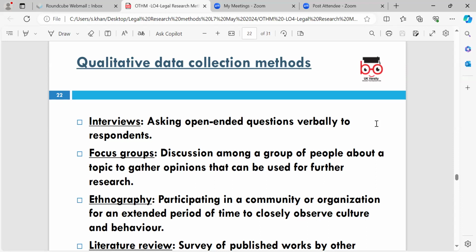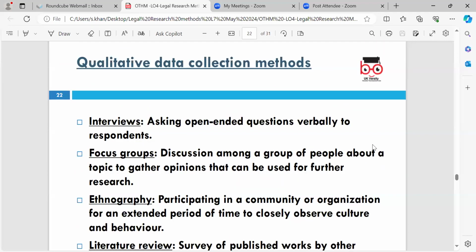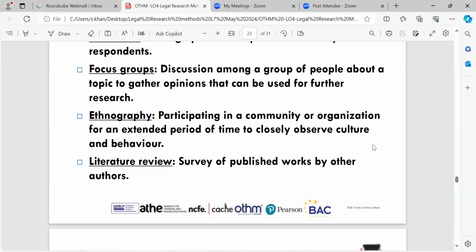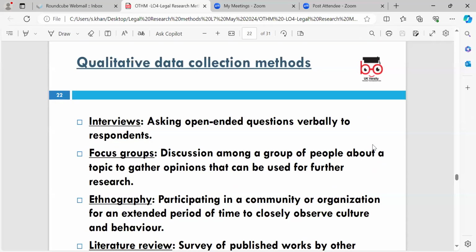Another one is focus groups, and that's quite a popular one, where there is discussion among a group of people about a topic area to gather opinions that can be used for further research. Then you've got ethnography, which is participating in a community or organization for an extended period to closely observe culture and behavior. And then you've got literature review, which is a survey of published works by authors. So that's some examples of qualitative data.